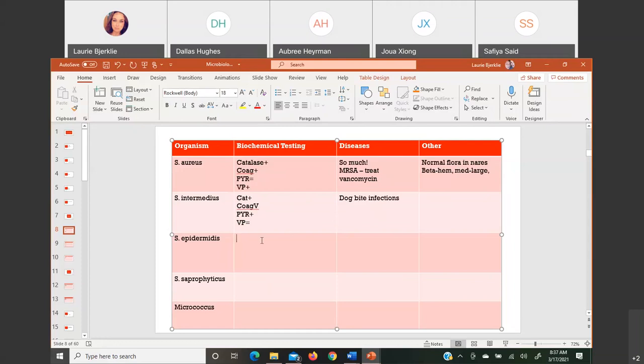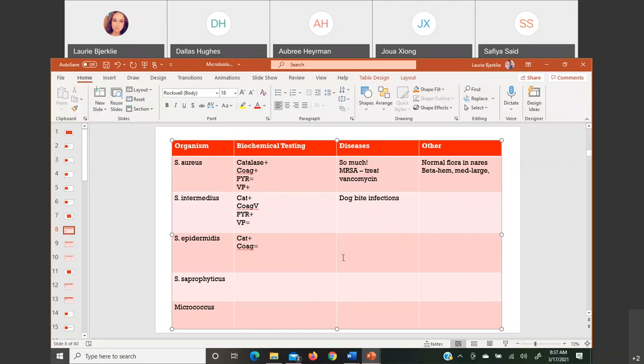Let's go to Staph epidermidis, which you probably saw quite a bit of as well. Catalase positive, because it is a gram-positive cocci Staph. Coagulase, what is our coagulase result for Staph epi? Good. Coagulase negative. Okay, I'm going to leave it alone for a second on that. We'll come back and add.